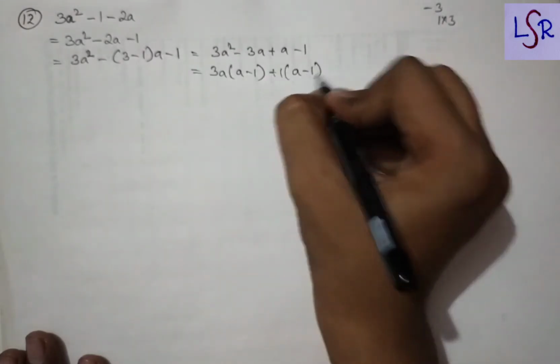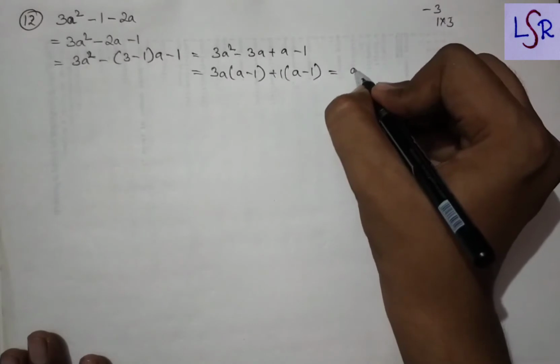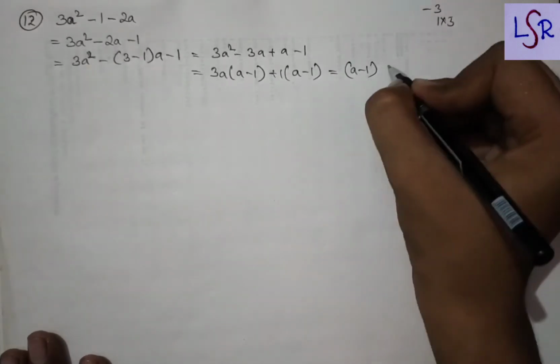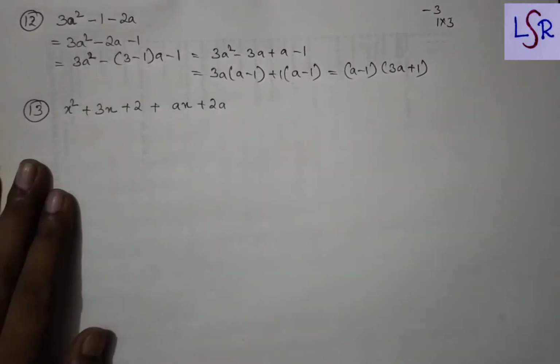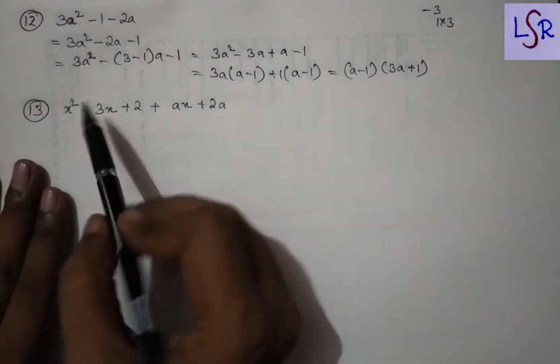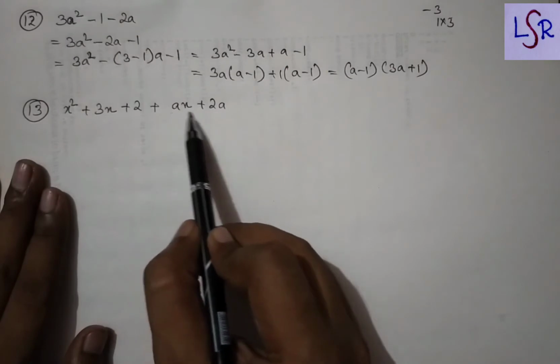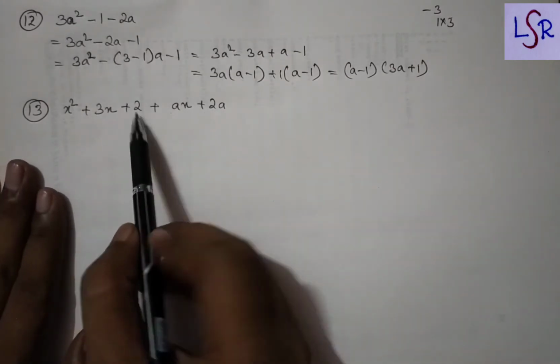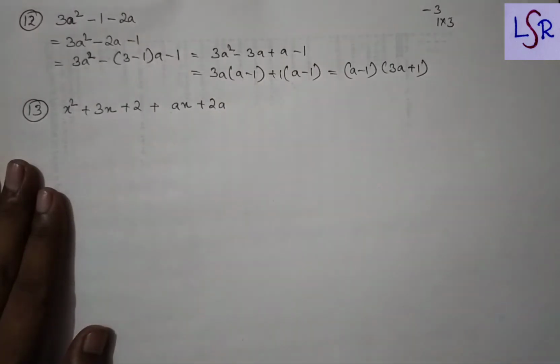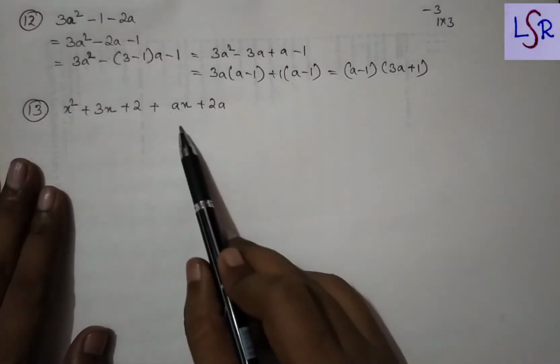And now the bracket can be taken as common, so a minus 1, and here 3a plus 1. Now here in question number 3 we are having this expression and then this expression. These three will be factorized as we were doing till now, and these two will be factorized by taking common.